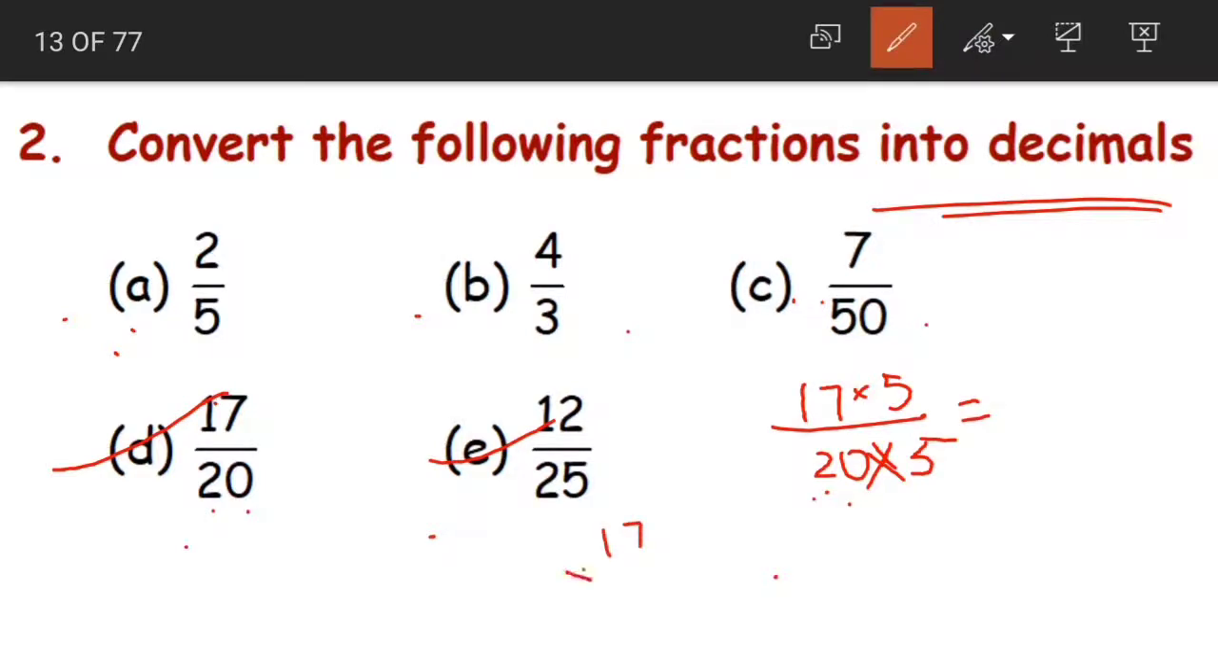17 into 5 is nothing but 5 5s are 25, 5 1s are 5 plus 2, 7. 17 5s are 75, divided by our denominator, 20 into 5, 100. Now how will we do this, children?